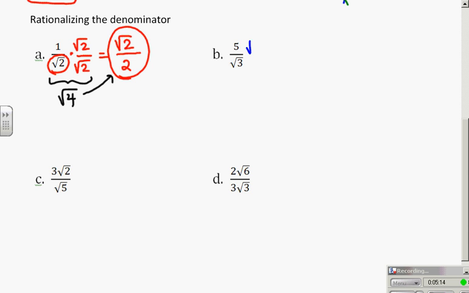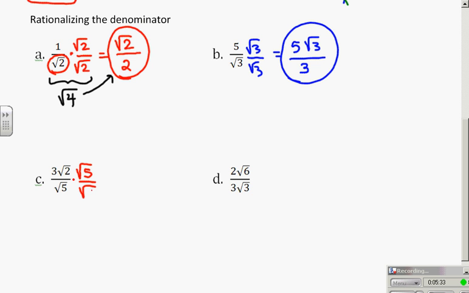In B, my denominator is the square root of 3, so I'm going to multiply top and bottom by the square root of 3. That gives me 5 square roots of 3 over 3. I can't simplify, so that is my final answer. In C, my denominator is the square root of 5. So I'm going to multiply top and bottom by square root of 5. Remember, radical times radical, so I have 3 radical 10 all over 5. I can't simplify 3 and 5, and so that is it.